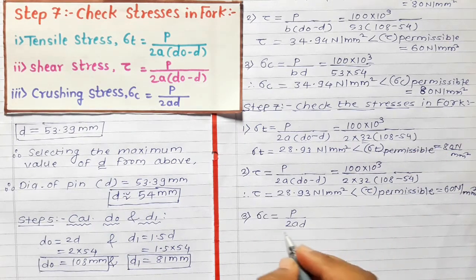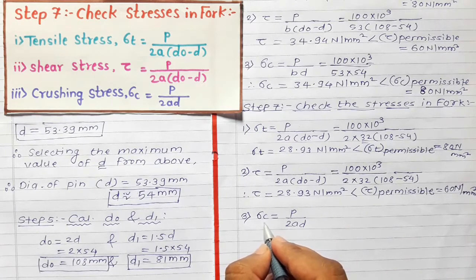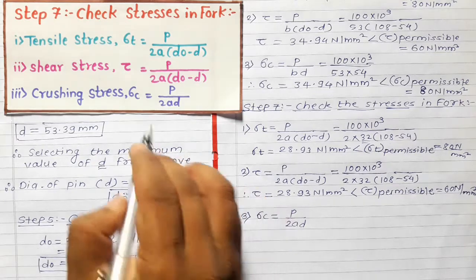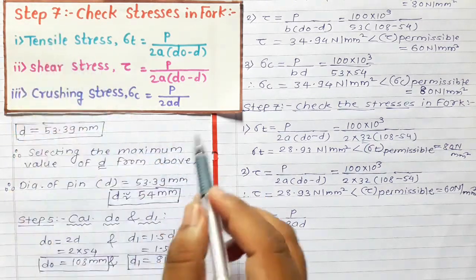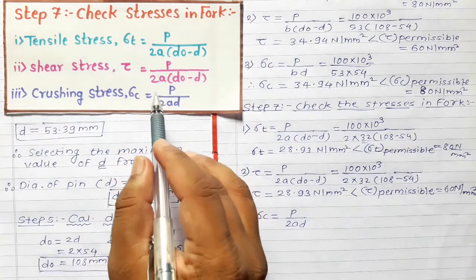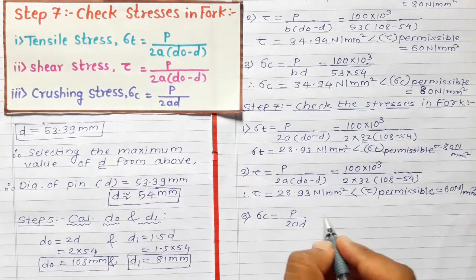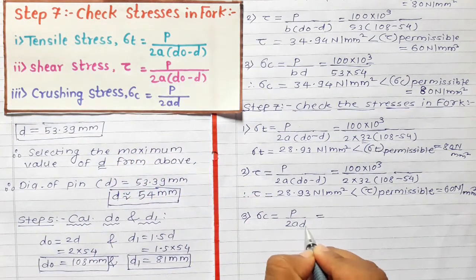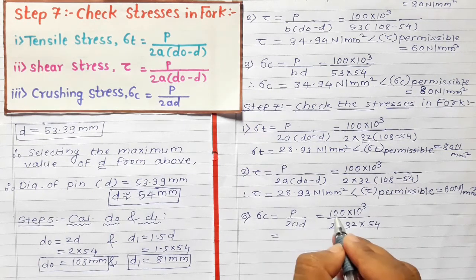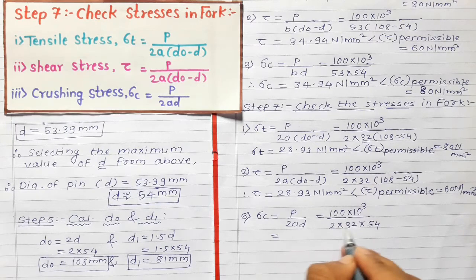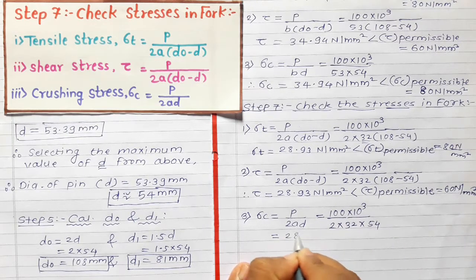Now let us check the last stress in the fork, that is crushing stress. Its equation is sigma c is equal to P upon twice AD, which I have used from the design procedure of knuckle joint by referring to step number 7. Okay, so this is the equation for crushing stress in the fork. Now let us put the value of P, A and D here. So I have put the value of P as 100 into 10 raised to 3, value of A as 32 and value of D as 54. If you calculate this, you will get the answer 28.93 Newton per mm square.